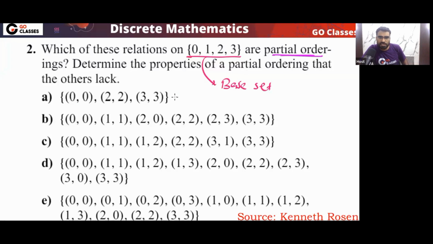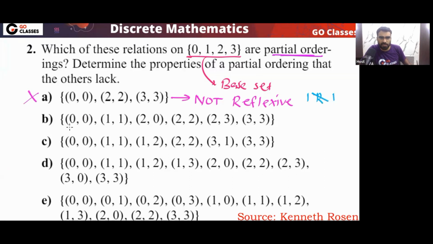The first one, is this reflexive? This is not reflexive, right? Because reflexive says that every element should be related to itself. Why is this not reflexive? Because 1 is not related to 1. So this is not reflexive, and because it is not reflexive, this is not a partial order relation.